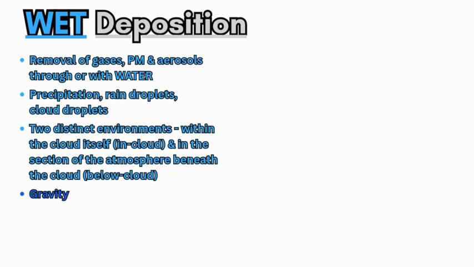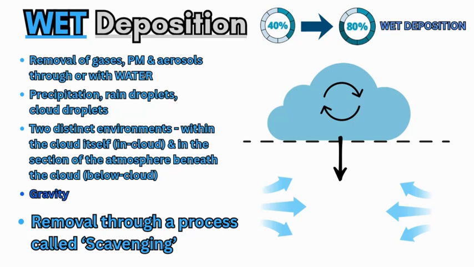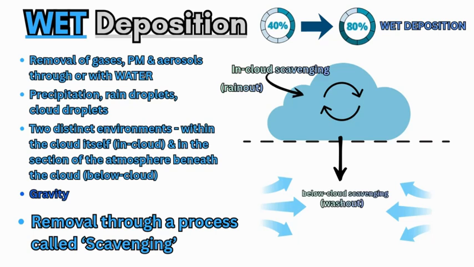Now, wet deposition is the most common, and around 80% of deposition on the Earth's surface is to do with wet deposition. And this occurs in two different methods. Both are called scavenging, but one is in-cloud scavenging and one is below-cloud scavenging or washout. The in-cloud scavenging is called rainout, where the gases, PM, and aerosols are collected within the cloud, within the rain droplet, and incorporated and dissolved into this part of the water cycle.